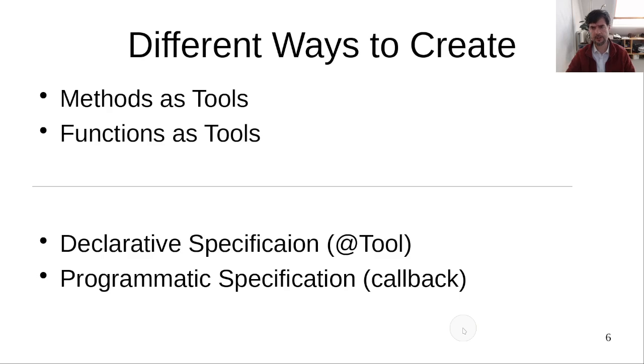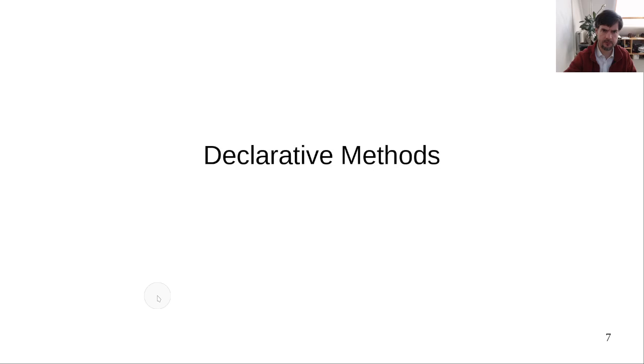So there are different ways to create these tools. We can have methods that become tools, we can have functions that become tools, and we can do it declaratively or programmatically. We can do it declaratively and programmatically for methods, and we can do it declaratively and programmatically for functions. For this presentation, I'm going to stick with declarative for methods and programmatic for functions, because those I see as sort of the main ways, but know that you can do both ways for both things. So that's 4 in total. That's just way too many things to talk about. So I'm going to stick with methods declaratively and functions programmatically. All right, let's go take a look.